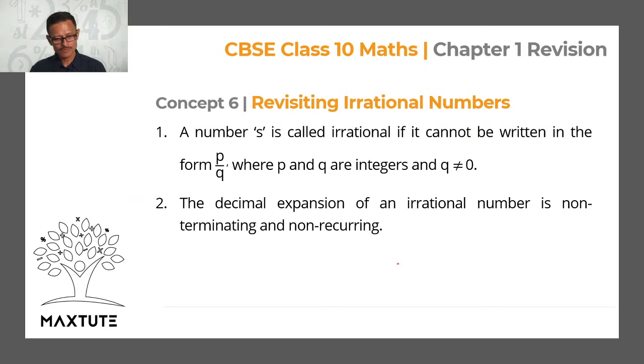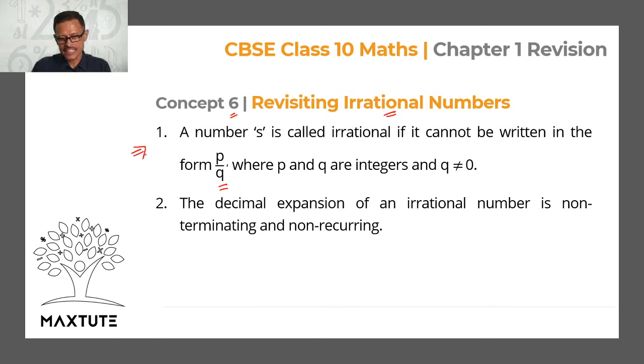Let's move to the next one. It's a concept about irrational numbers. Let's define what an irrational number is, and we'll also look at how the decimal expansion of an irrational number looks. This is the last but one concept. A number S is called an irrational number if it cannot be written in the form p by q, where p and q are integers and q is not equal to 0. A rational number can be written in the form p by q. An irrational number is something which cannot be written in the form p by q.